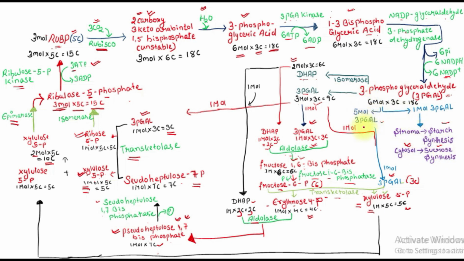Next, remaining 5 molecules of 3-PGAL. Of these 5 molecules of 3-PGAL, 3 will remain as they are, and 2 molecules of it will be converted into its isomer form, which is DHAP. Now from this, 1 DHAP and 1 PGAL will be converted into fructose 1,6-bisphosphate in presence of the enzyme aldolase. In the next step, what happens? This 1,6-bisphosphate will be converted into fructose 6-phosphate in presence of the enzyme fructose 1,6-bisphosphatase. 1 phosphate will be removed over here.